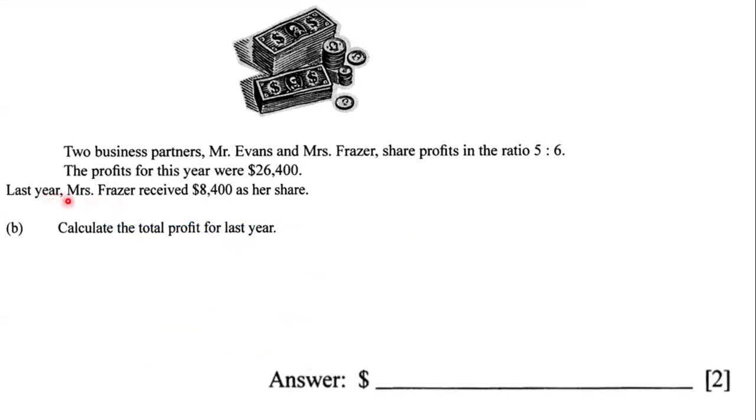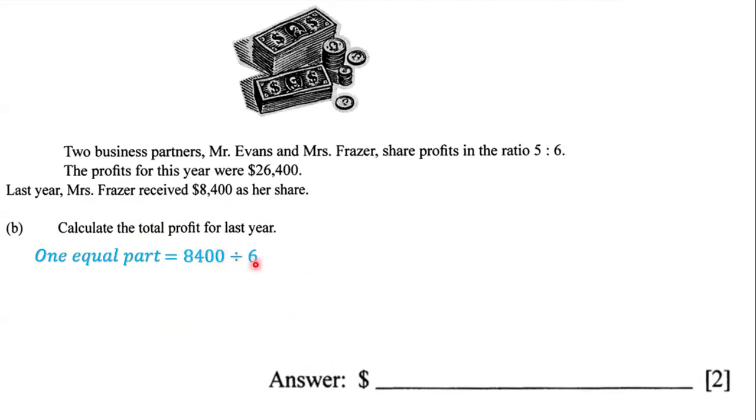Next, it says last year, Mrs. Fraser received 8,400 as her share. Calculate the total profits for last year. So the first thing that we're going to do is determine what is one equal part. Now, one equal part is going to be 8,400 divided by 6.